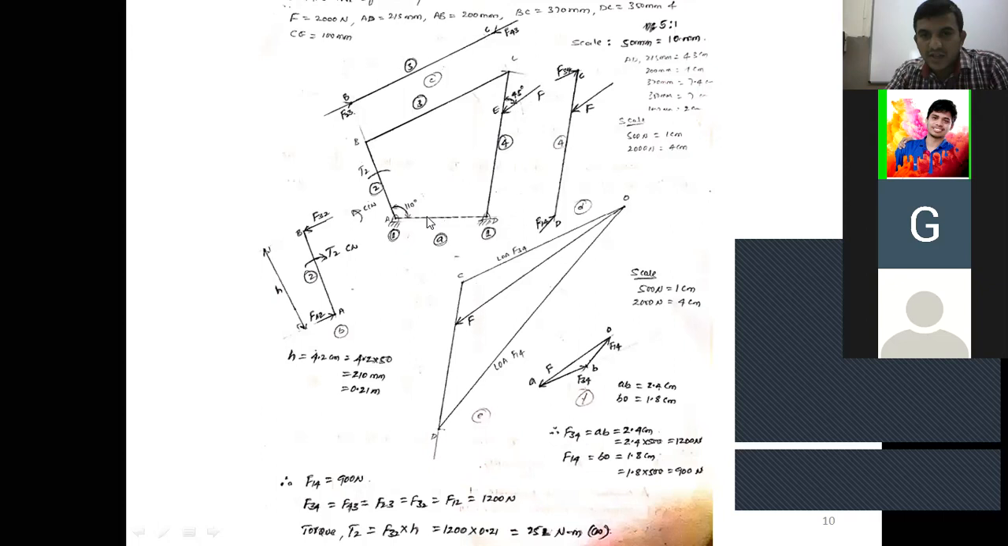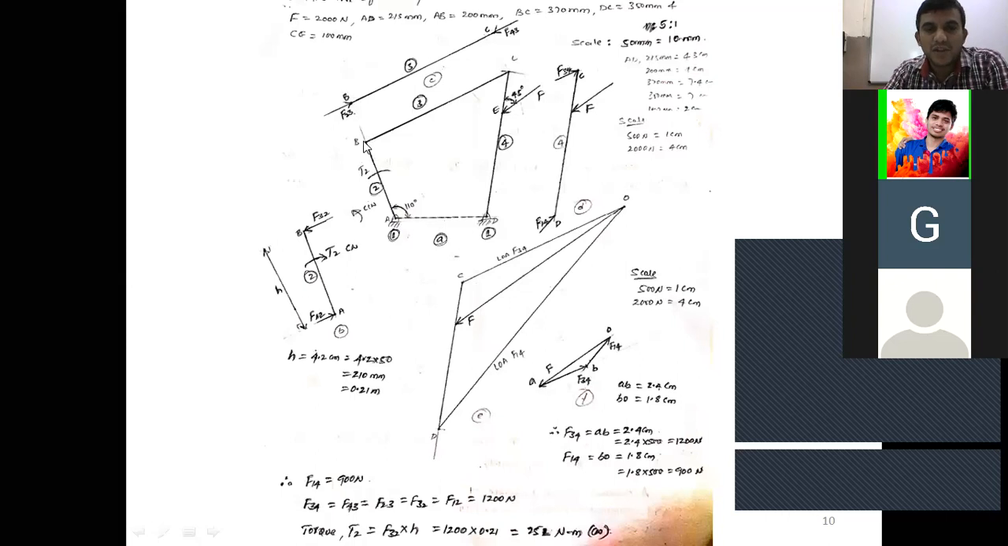First, draw a horizontal line. On the horizontal line, measure AD according to the 5:1 scale, that is 215 mm into 4.3 cm or 43 mm. Then you'll get hinge A and hinge D, and draw a dotted line. With respect to hinge A, with the help of protractor, measure 110 degree, and on the 110 degree, draw a line. How much is AB? AB is 200 mm, convert into scale 4 cm, measure 4 cm, then join AB.